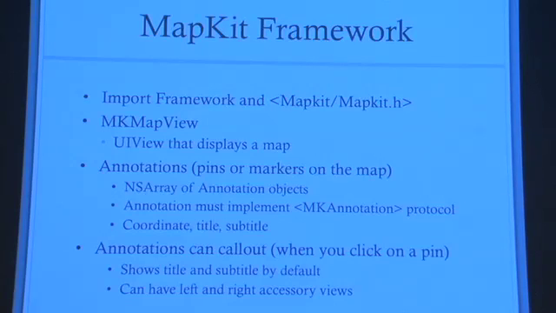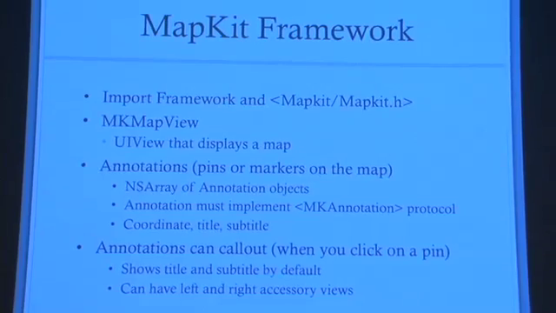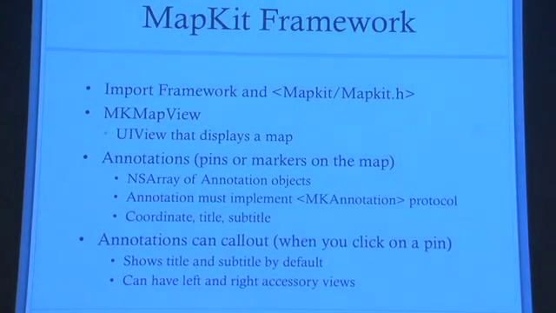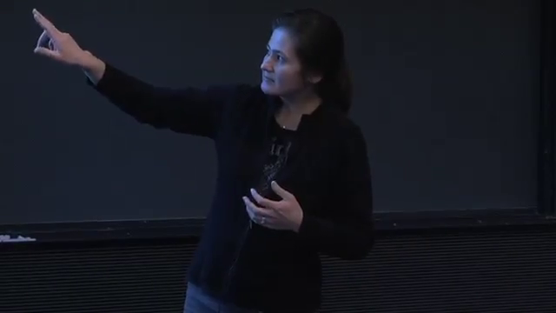The main thing in the MapKit framework is this MKMapView, and that's a UIView that displays a map. And then a property of that map is this NSArray annotations, which is an NSArray of annotation objects. Now, an annotation object is a marker or a pin that will show you a precise location on the map. And the annotation object must implement this MKAnnotation protocol.